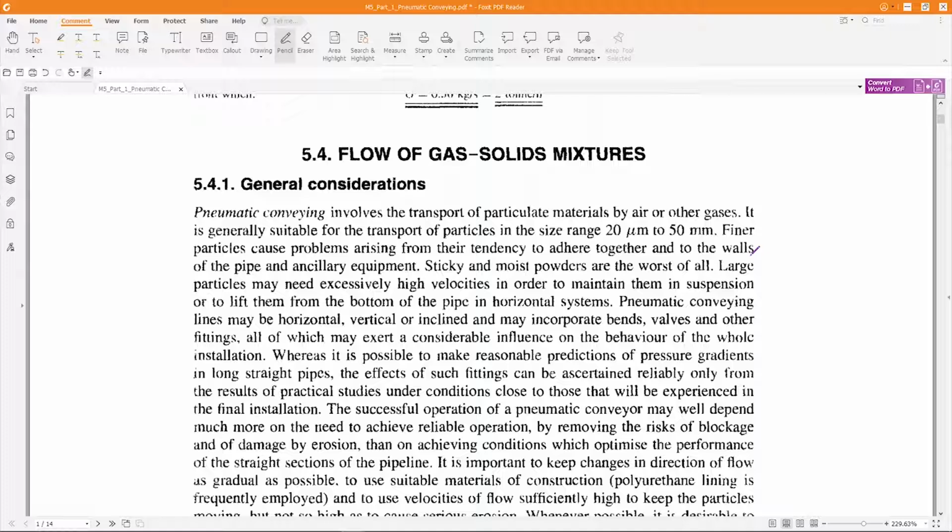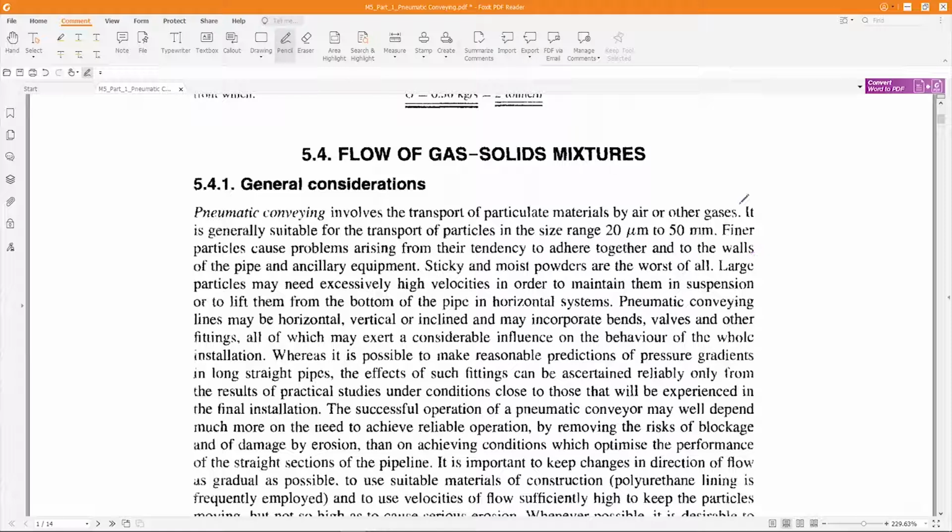Today we are going to discuss pneumatic conveying. What do you mean by pneumatic conveying? Pneumatic basically means air. Conveying means transport. So with the help of air, we're going to transport solids. That is basically pneumatic conveying.